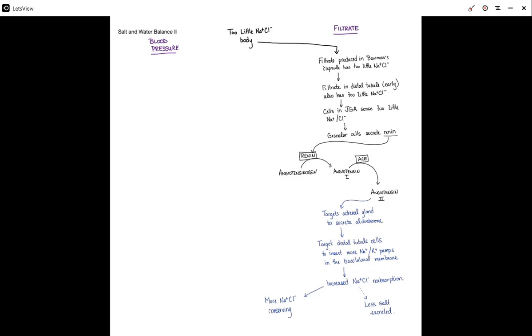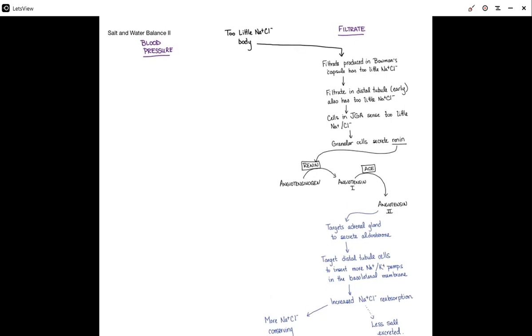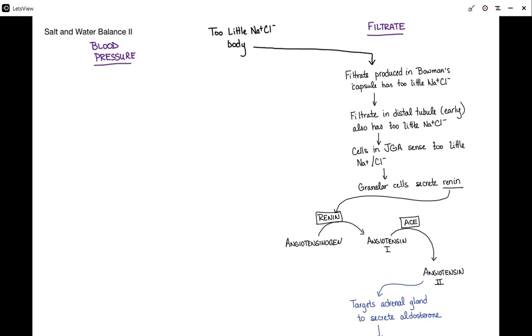Okay, so we went through a whole bunch of stuff in the filtrate, and now we're going to go ahead and talk about blood pressure. And there's going to be some crossover here between the blood pressure and the filtrate columns. So if there is too little sodium and chloride in the body, then we also expect that there's going to be too little sodium and chloride in the blood, and this will reduce our blood volume and therefore reduce our blood pressure.